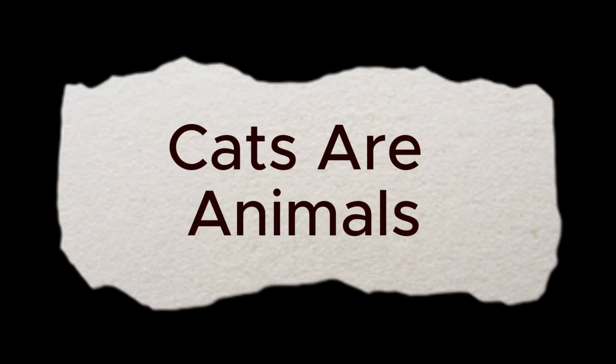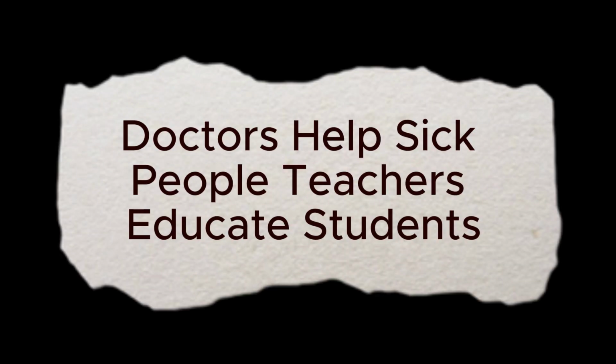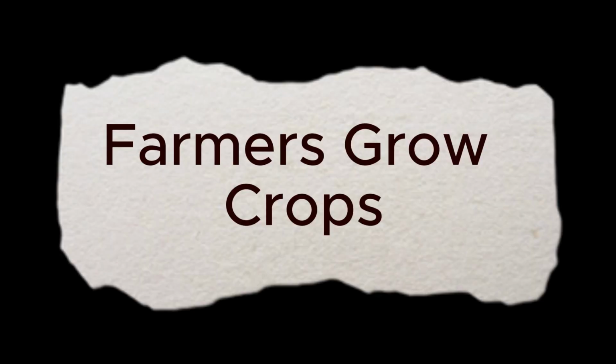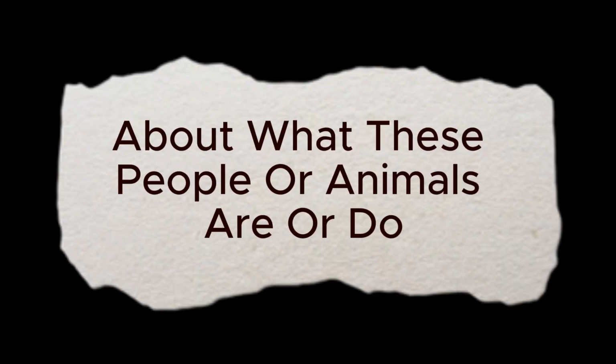Examples: dogs have 4 legs. Cats are animals. Birds fly. Fish swim. Doctors help sick people. Teachers educate students. Farmers grow crops. These are general truths about what these people or animals are or do.